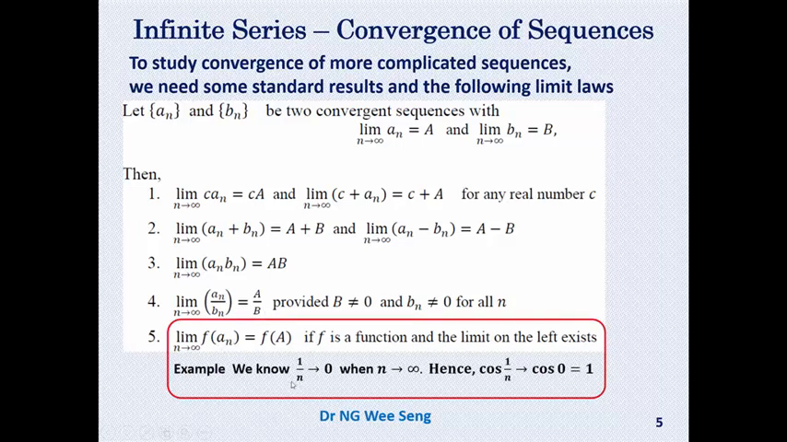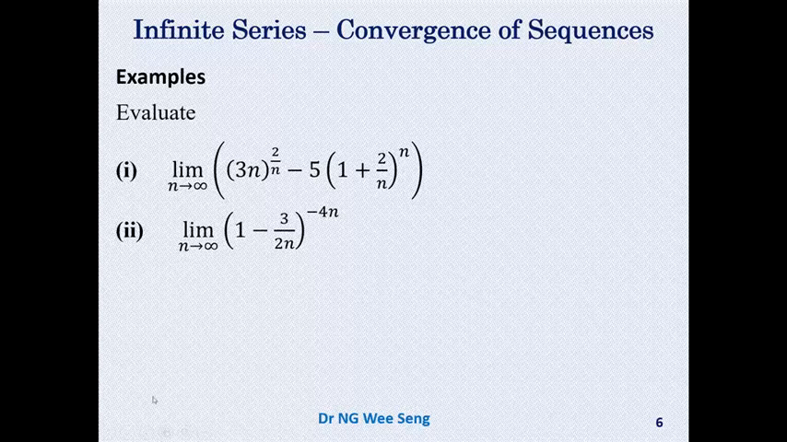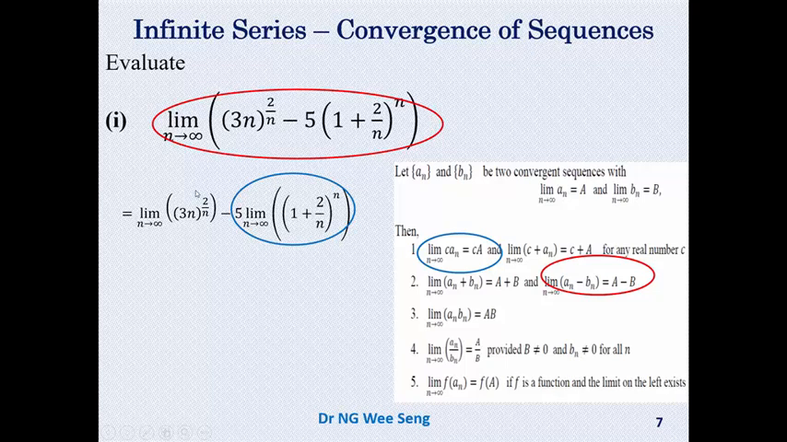Take a_n to be 1 over n. We all know that 1 over n converges to 0. If you want to find the limit of cosine 1 over n, all you have to do is to take cosine of 0. And the answer is 1. So this is what law number 5 is about. With these results at our disposal, we can now find limits of complicated sequences like those you see in these examples. We begin with part 1.